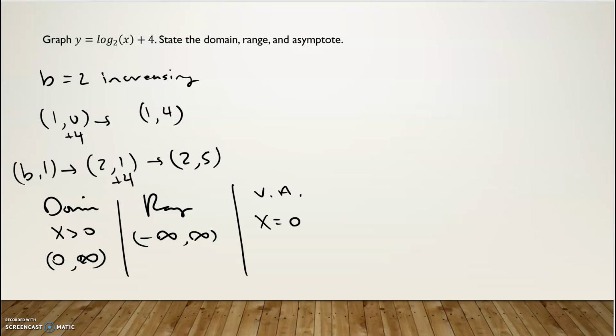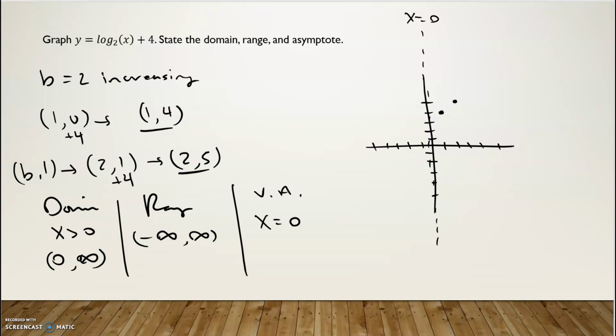Okay, so I'm going to go out to 5 on each axis. We'll plot these 2 points, so 1, 4, and then 2, 5. And then our vertical asymptote, which is really just the y-axis, so x is equal to 0. And we said that this thing is increasing, so it should look something like this right here.